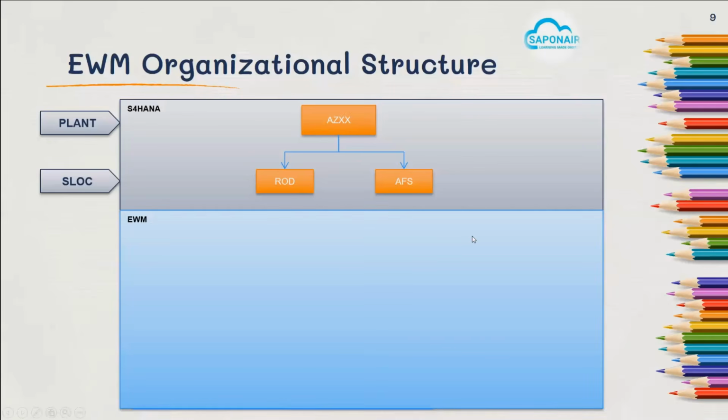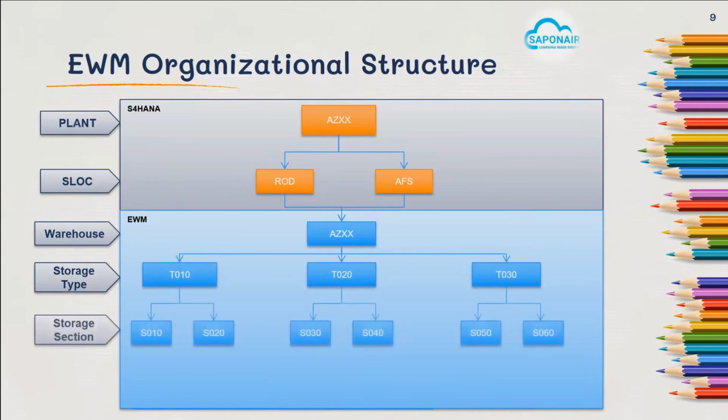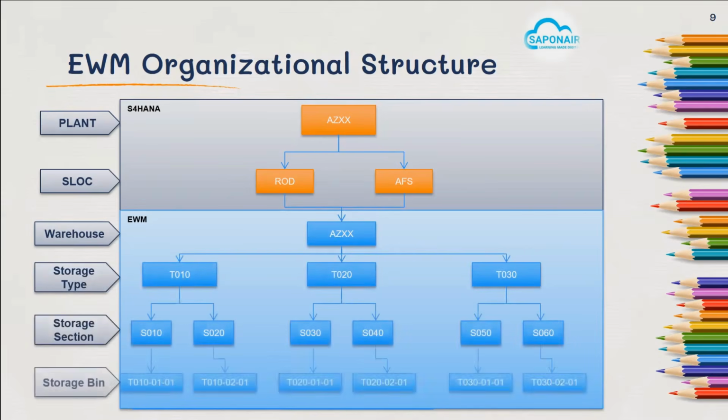This is how the organizational pictorial view of a plant looks. Under plant, I have SLOGs. Under SLOGs, until here it is in MM objects, or elements. Now I want to extend it to my WM solution, so I am extending the solution to WM for both the SLOGs. Within the warehouse, I have storage types, and then finally storage sections and the bins.